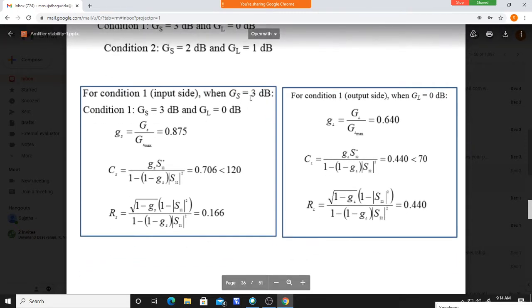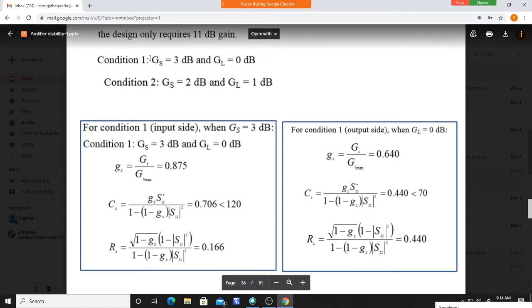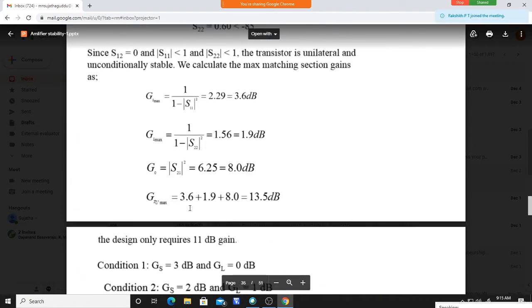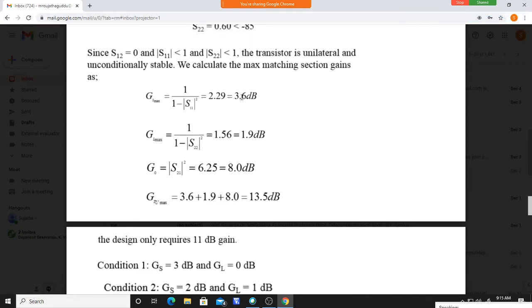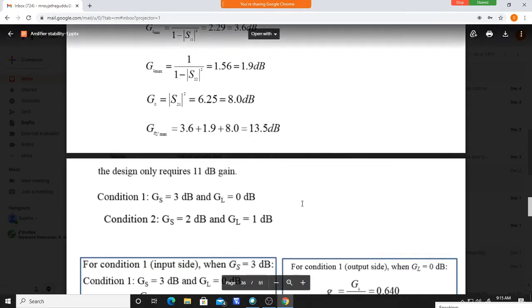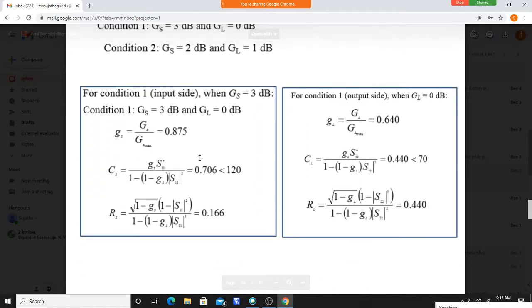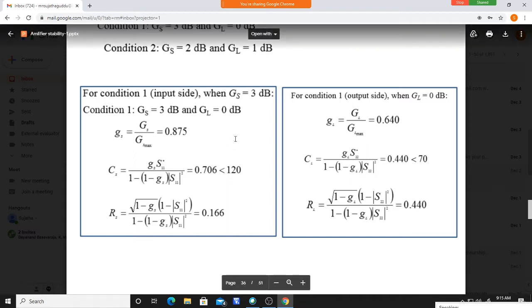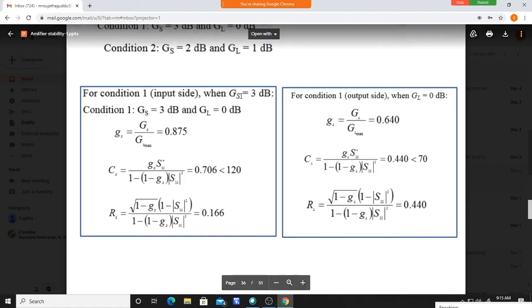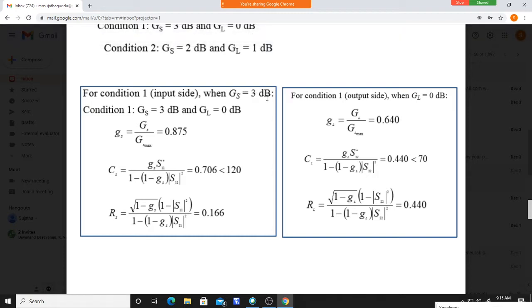So here is a problem. GS is a 3 dB circle. In this case, we will be choosing GS as 3 dB and 0 dB here, because we want a maximum of 11 dB. So here 3.6 is already available. You can take 3 dB, and this one I have taken 0 dB. This is one option, and for that you can design the amplifier. So GS is 3 dB, I have chosen.